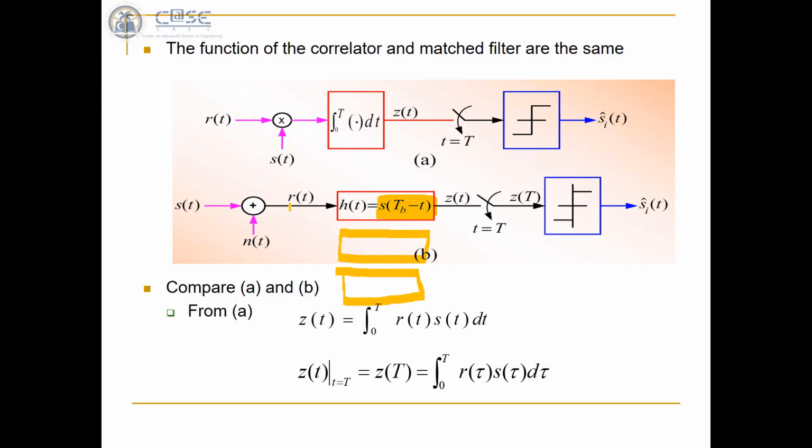The received signal would be compared with all of the possible impulse responses and sampled at t equal to capital T, and later on be compared with thresholds to give you the final decision, right? Something like that.